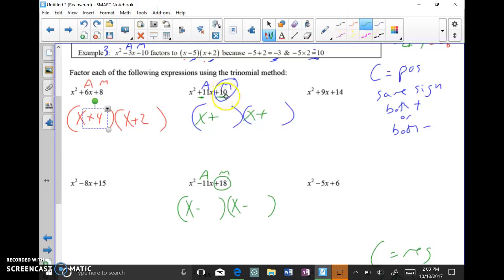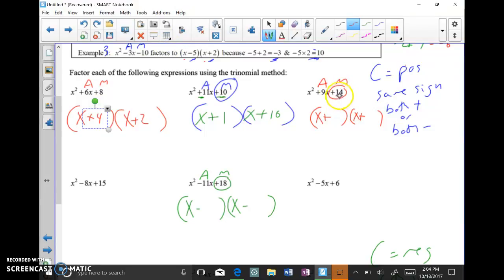Let me stick with green here. So what multiplies to 10 and adds to 11? x plus 1, x plus 10. 1 times 10 is 10, and 1 plus 10 is 11. How about this third one here? First of all, it multiplies to a positive, so the same sign, and it adds to a positive, so they're both positive.